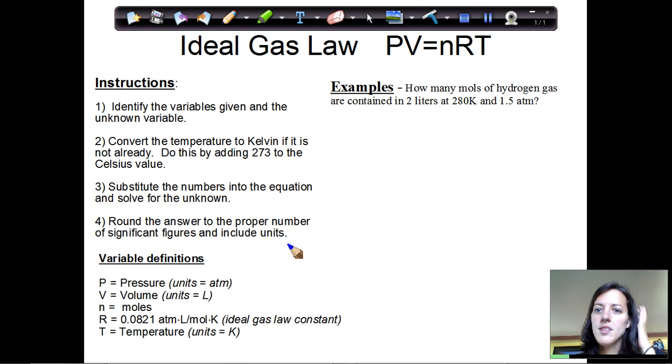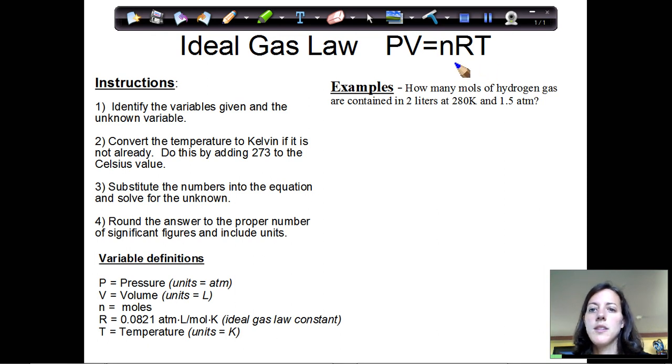Alright, in this video you are going to learn how to use the ideal gas law. The ideal gas law is defined as PV equals nRT, where P stands for pressure, V is volume, n stands for moles, so n is always given for moles. R is the ideal gas law constant, it is a value that never changes, and T is the temperature in the Kelvin scale.